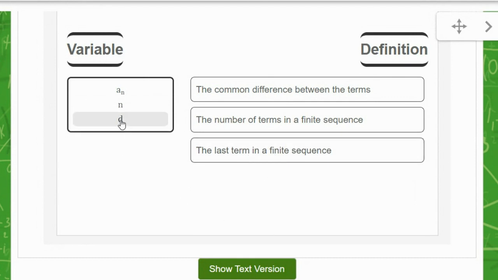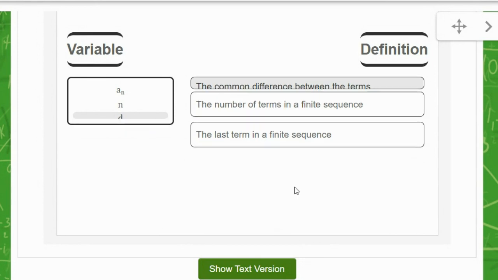How about D? D is another one that we should know. We're using that in all these equations. D is in there. So we need to know what D is. Is it A, B, or C? Mary says it's the common difference between the terms. Yeah, that's where the D comes from, actually, the word difference. D is difference. That disappears.